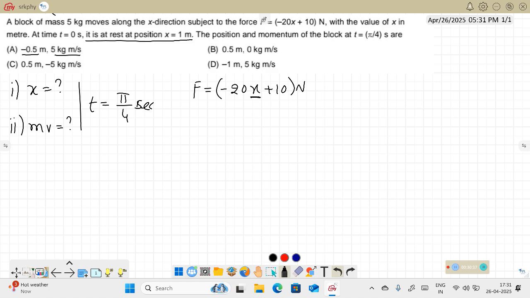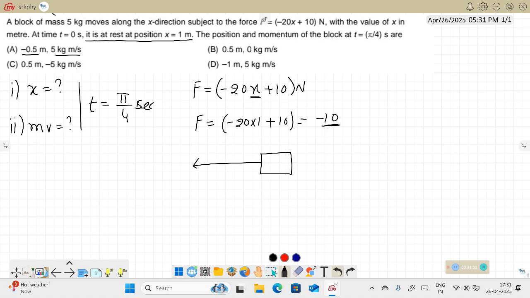That means if you take x equal to 1, what are we going to get? F is equal to minus 20 into 1 plus 10. How much are you going to get? That is nothing but minus 10. Minus 10 means what direction is it? Negative x direction. So the block is going to move in the direction of the negative x axis. That is the thing we need to understand under the application of this force.